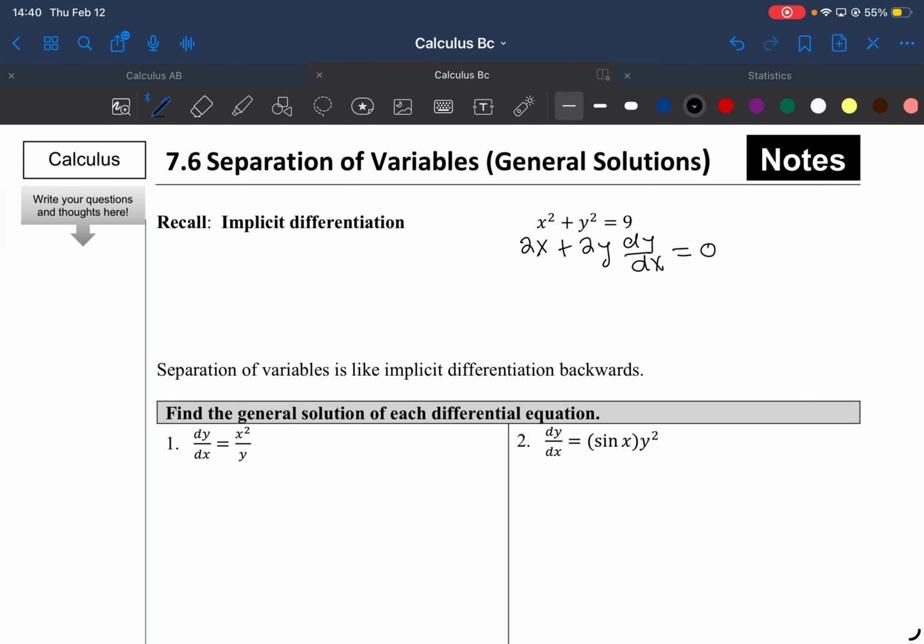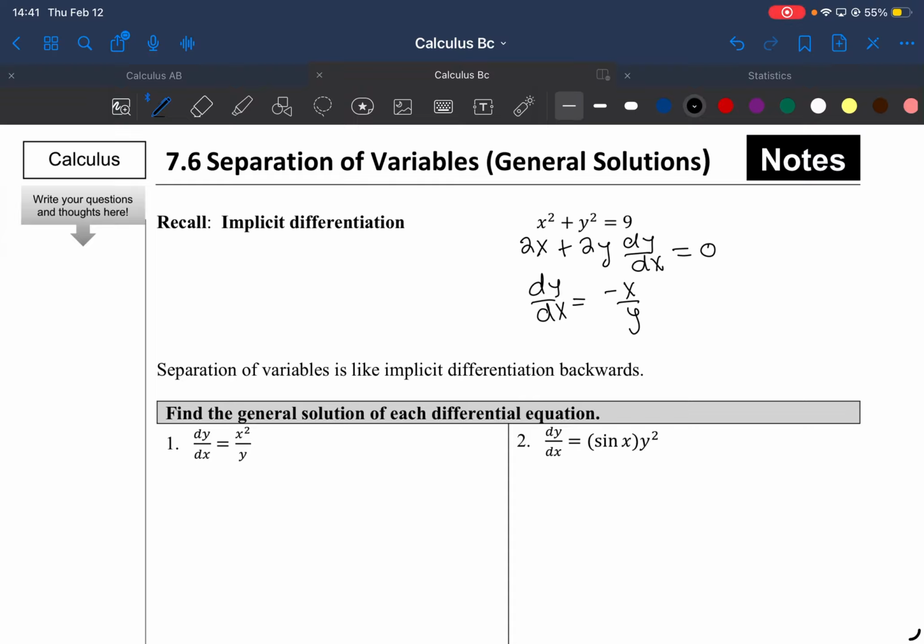Okay, once we took the derivative, we did what? Isolate dy/dx. So if I do that, dy/dx is equal to, I would subtract the 2x over, divide by 2y, and get negative x over y because the 2's cancel.